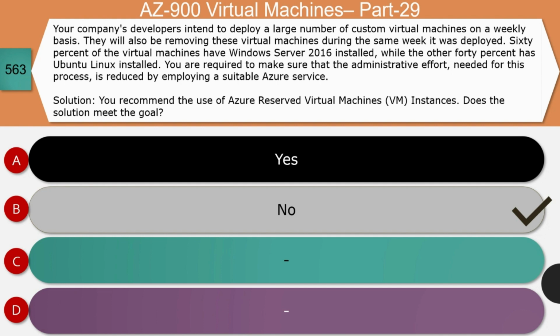Let's see the reason. Azure reserved VM instances are a cost saving option for customers who want to commit to using specific VM size for 1 or 3 year term. By committing to longer term, customers can receive a significant discount compared to pay as you go pricing. The reservation applies to VM instances in a specific Azure region and can be applied to VMs in any availability zone within that region. And so option B is correct.